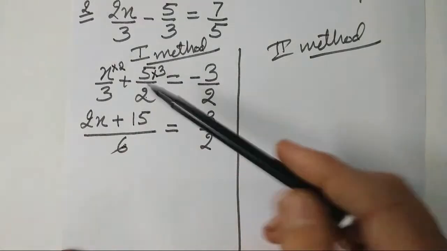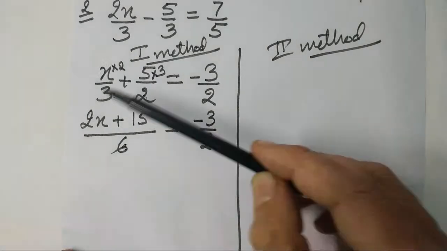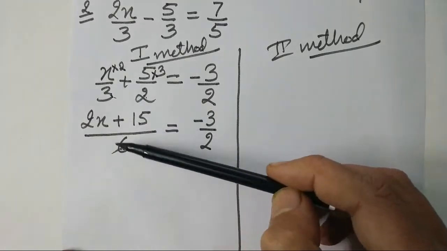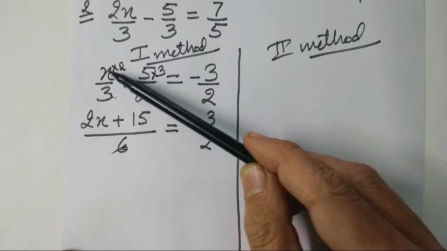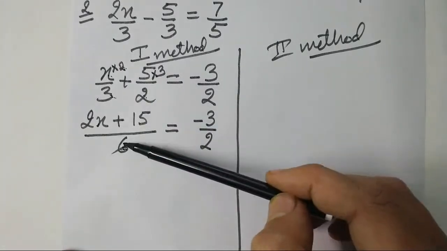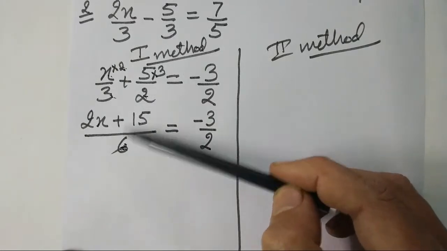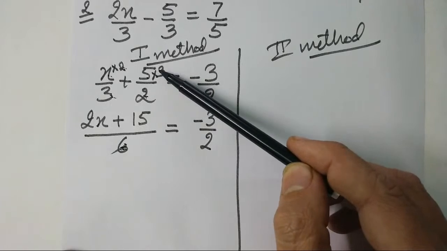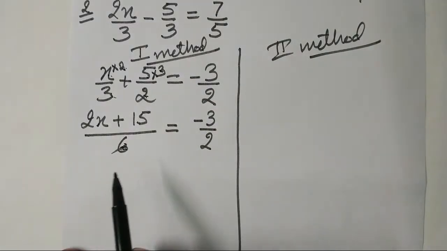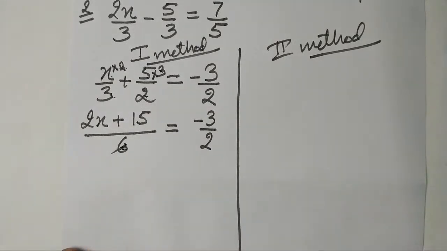See the step again. The LCM of 3 and 2 is 6. You will divide 6 by 3, which gives 2, and 2 will multiply the numerator, so 2 into x becomes 2x. Then 6 will be divided by 2, which gives 3, and 3 will go in the numerator and multiply, so 3 into 5 is 15. So now your question becomes (2x plus 15) upon 6 is equal to minus 3 upon 2.